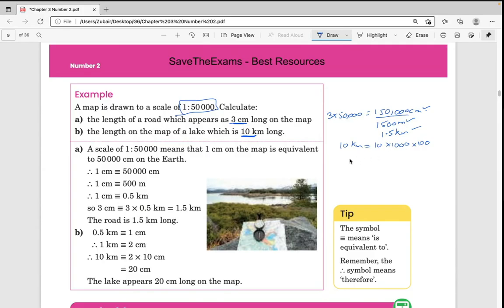My length on map is X. Actual is 1, 2, 3, 4, 5, 6 zeros centimeters. On map is X centimeters. So this was 1 ratio 50,000. So I'm going to cross multiply. 1, 2, 3, 4, 5, 6 divided by 50,000, and I'm getting 20. So the lake whose length is 10 kilometer long would be 20 centimeters long on map.